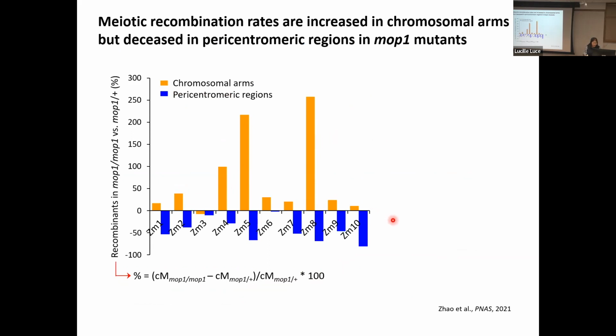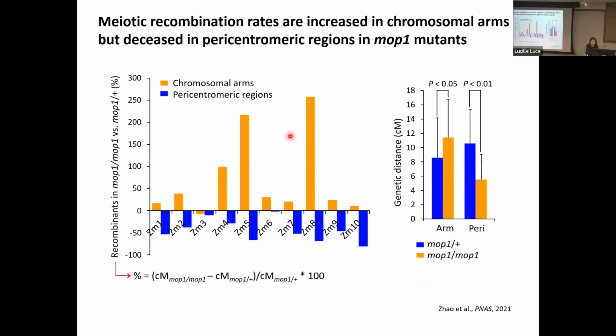we only observe more recombination in the chromosome arms. So you can see these are the 10 chromosomes, 1 to 10, and these are chromosome arms, and these blue bars are pericentromeric regions. Above 0 means increased recombination in the mutant, and below 0 means decreased recombination in the mutant. So you can see out of the 10 chromosomes, 9 chromosomes increased recombination in the chromosome arms in the mutant, and in all of them recombination was decreased in the pericentromeric regions.